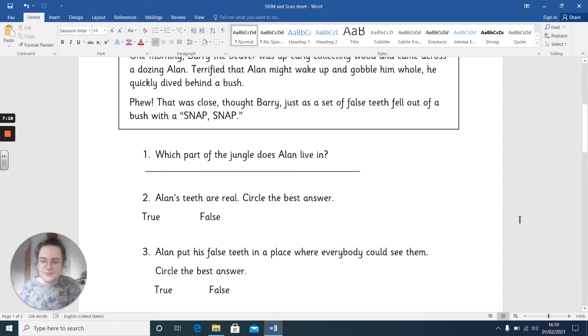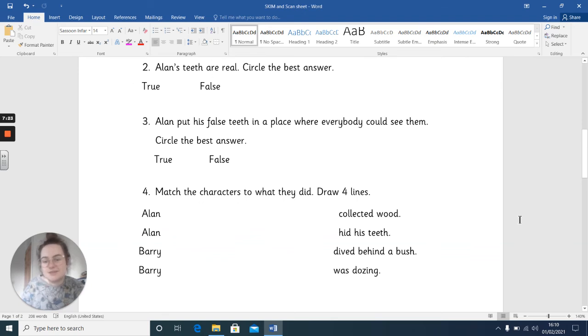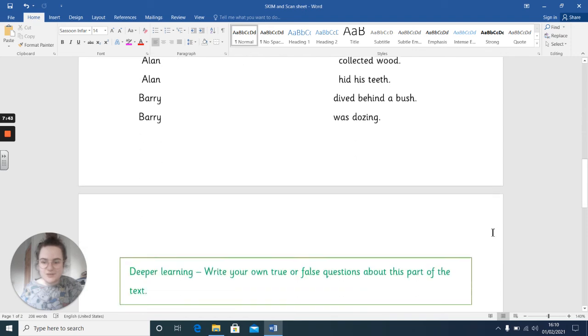Number 4, match the characters to what they did. Draw 4 lines. If you're doing this one on paper, you can just write the sentences down with the correct character coming first. So 2 of them are done by Alan and 2 of them are done by Barry. And your options are collected wood, hid his teeth, dived behind a bush, and was dozing. And you've got to match those up.